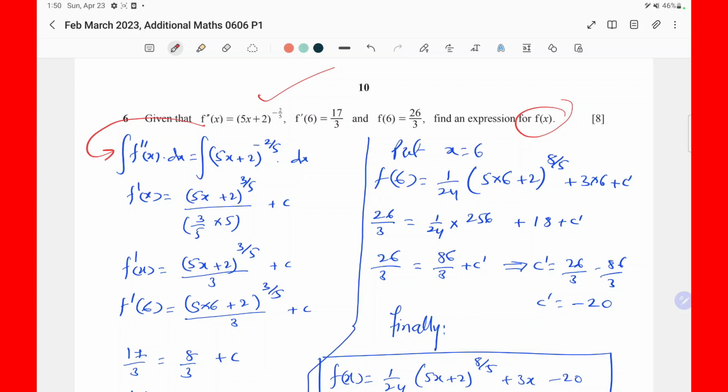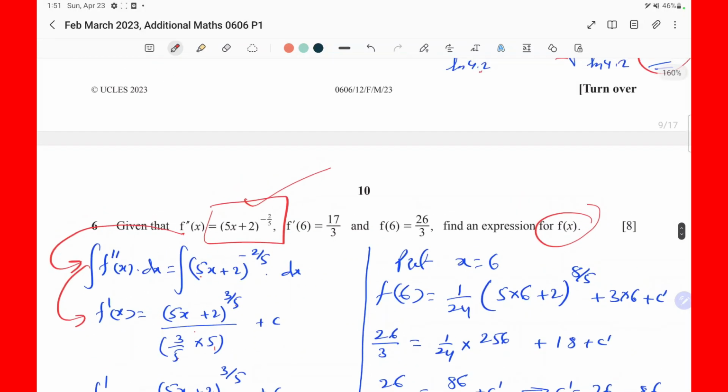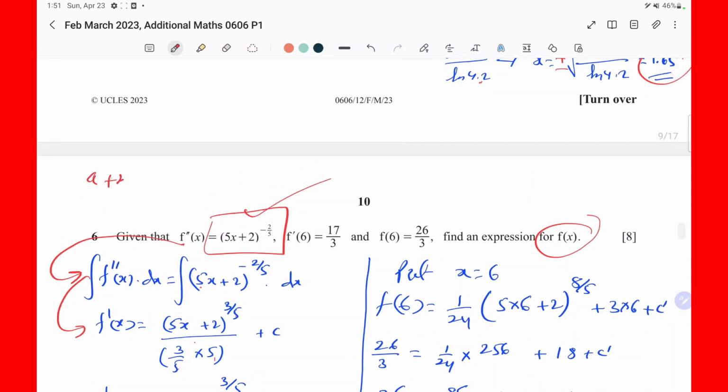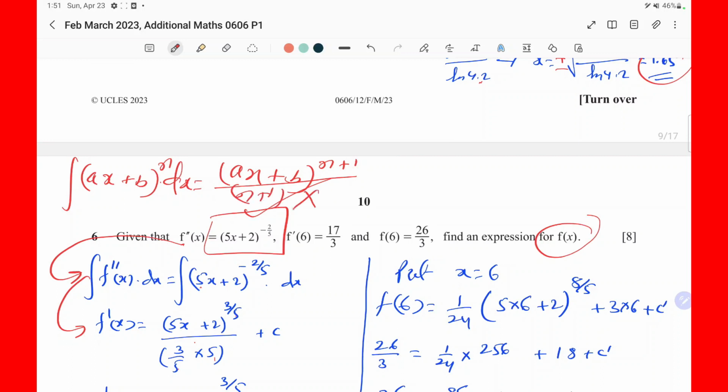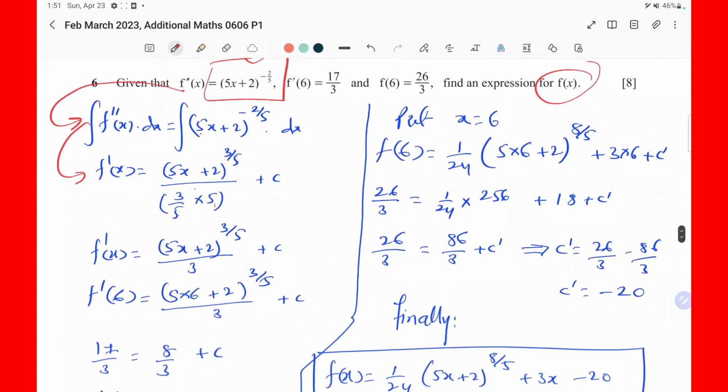When you integrate the first time, f double dash x becomes f dash x, and (5x + 2) to the power minus 2 over 5 becomes (5x + 2) to the power minus 2 over 5 plus 1, which is 3 over 5, over 3 over 5, times the x coefficient, which is 5, so it will come here. Let me revise this result. When you integrate (ax + b) to the power n, you write (ax + b) to the power n plus 1, over n plus 1, and you multiply by the x coefficient a, then plus c.